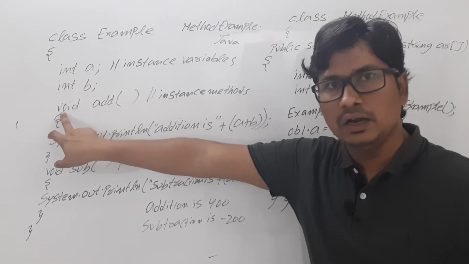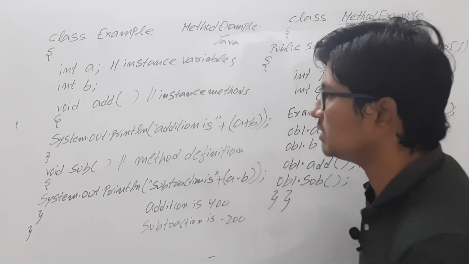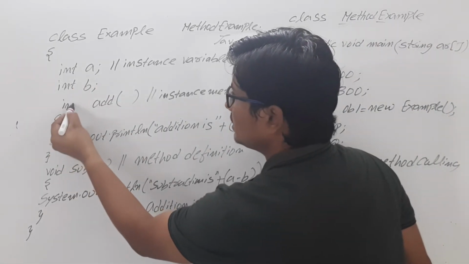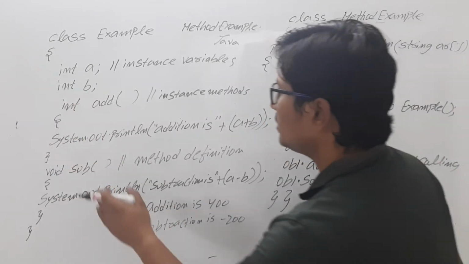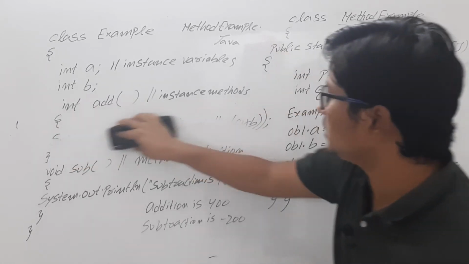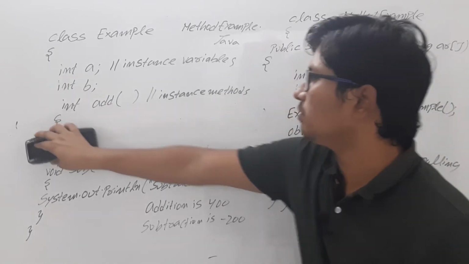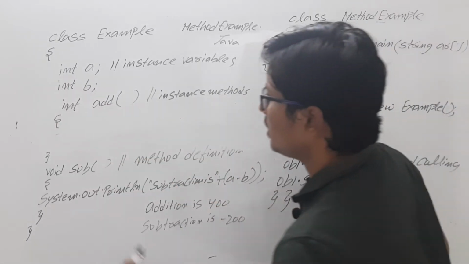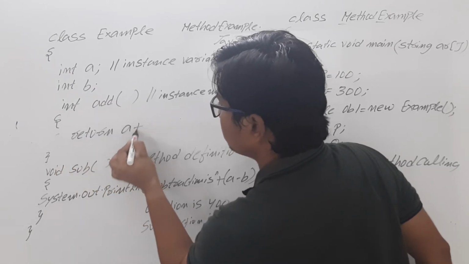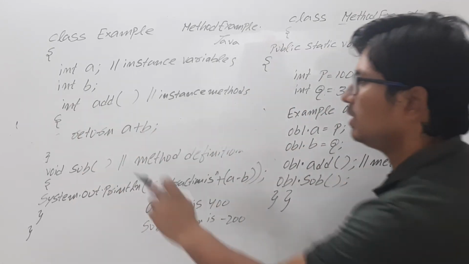Now this method does not return any value, but I want to return something. So what I will do here is write int add, and then instead of printing the addition value here, I will return the value. I will write return a plus b. Similarly here, let me discuss that part alone. Int add, return a plus b.